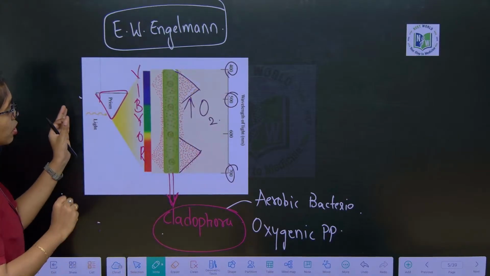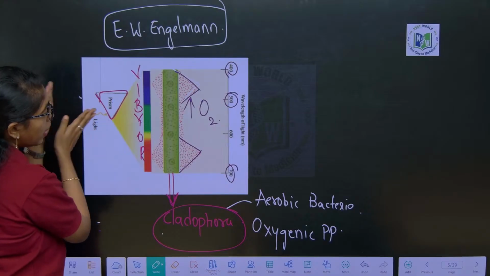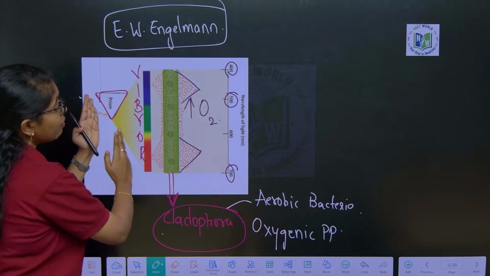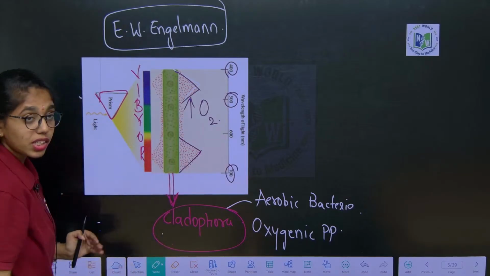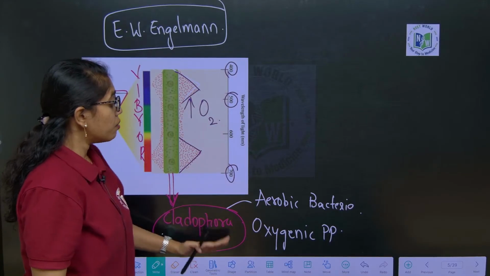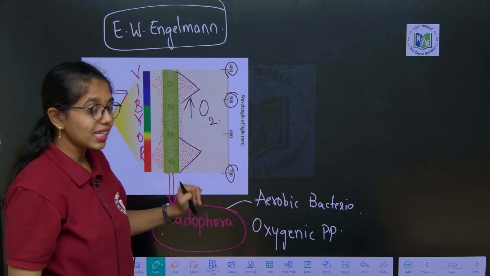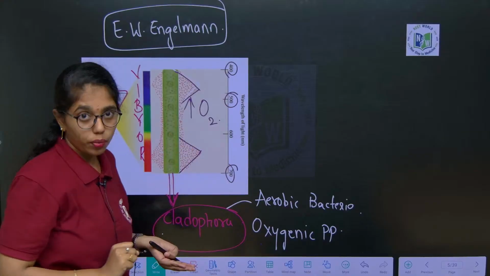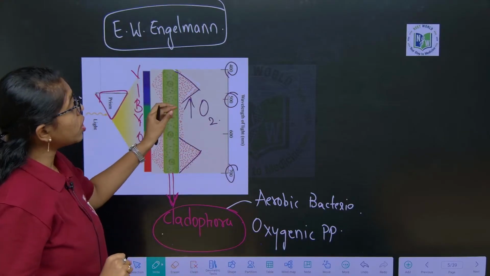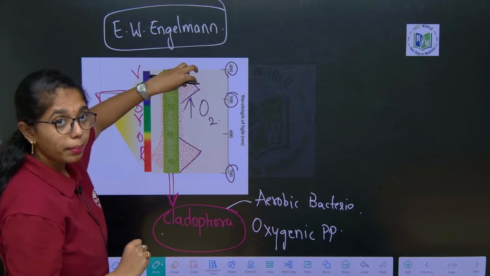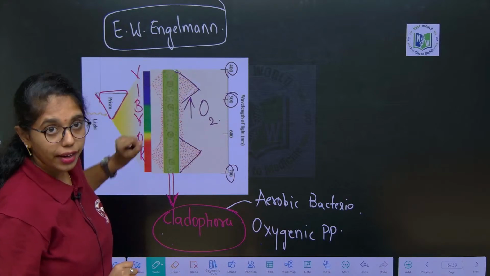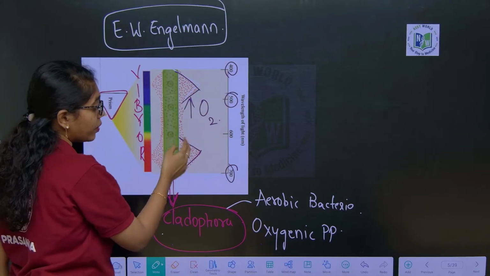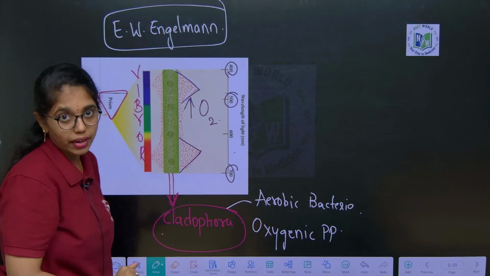Once again, if you see, the light is projected through the prism, whereby it is scattered into VIBGYOR, which is further projected on the filamentous green algae, Cladophora, which conducts oxygenic photosynthesis and liberates oxygen. By placing some aerobic bacteria over this Cladophora, you can observe the bacteria accumulating at 2 peaks. One peak is between 400 to 500 nanometers and the other is close to 700 nanometers.